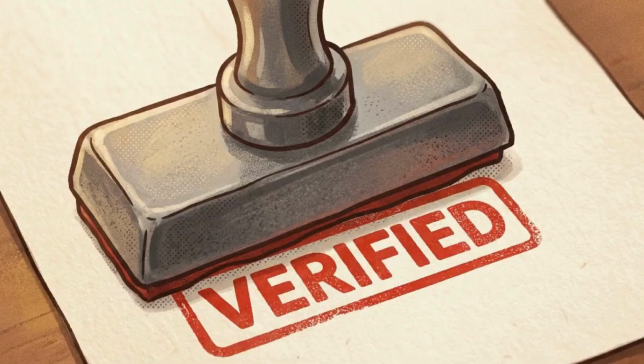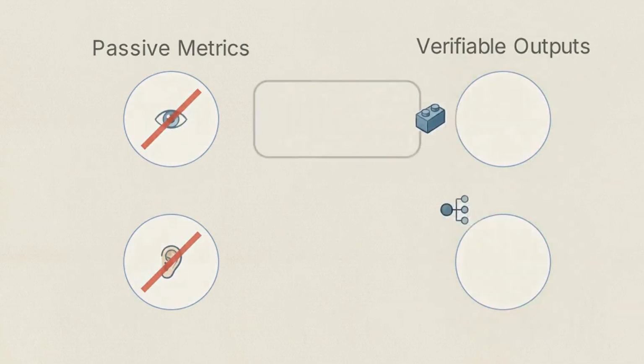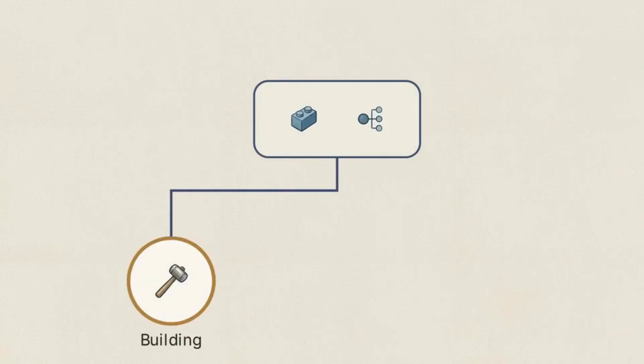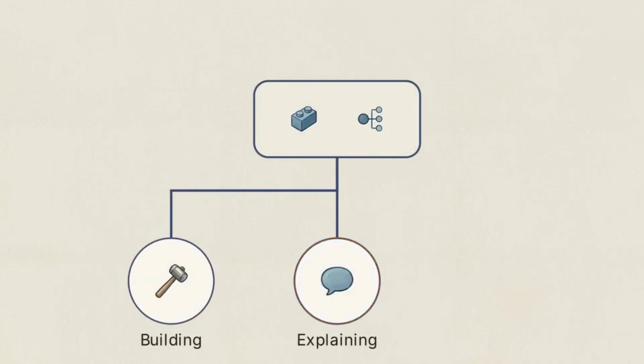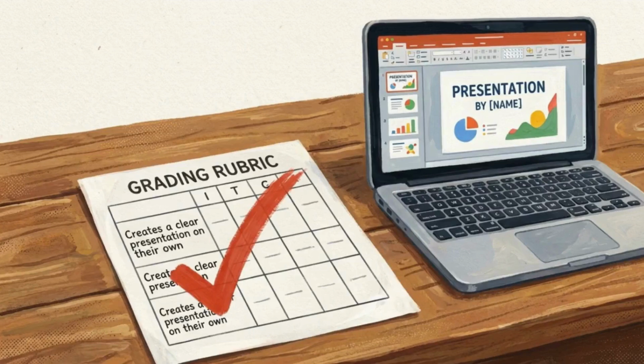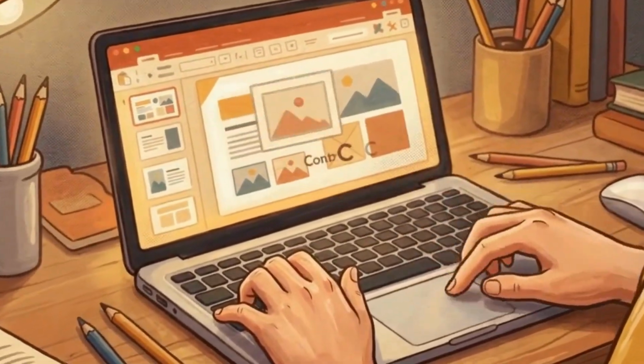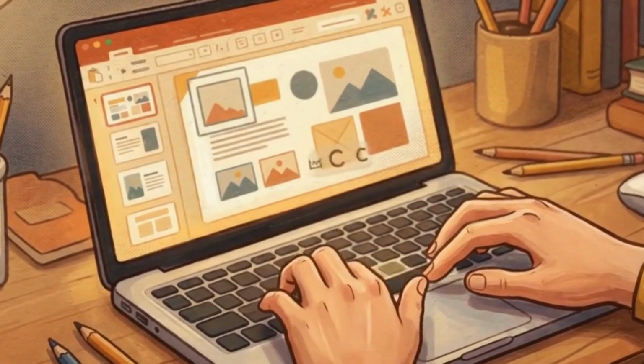Once the target is set, you must determine how to objectively prove the student reached it. This means moving away from passive metrics. Watching a video or listening to a lecture shows engagement, but we need verifiable outputs to prove competence. We look for evidence through action, building a deck, explaining design choices, or sharing work with an audience. In this framework, the assessment serves as a mirror of the original goal. Testing the ability to create requires the act of creation, ensuring the evaluation and the objective are perfectly aligned.